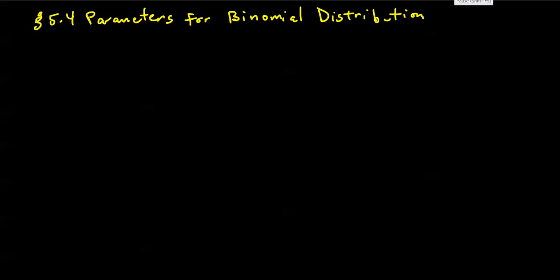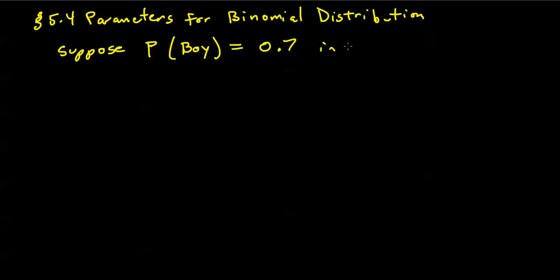Hello and good morning. Today we're going to start talking about section 5.4, entitled Parameters for Binomial Distribution. Let's start out with a little bit of an example here. Let's say we're in a region of the world where the probability of a male birth, in other words, the probability of a boy, is 0.7 in any one birth. Kind of an unrealistic assumption. I'm going to let x equal the number of boys in 4 births.